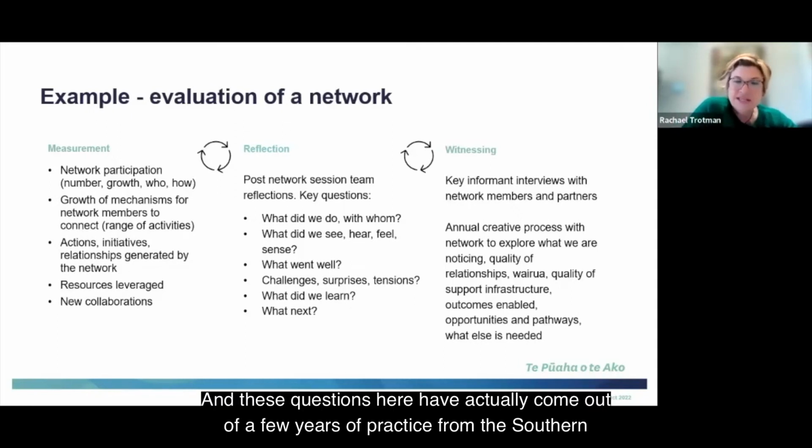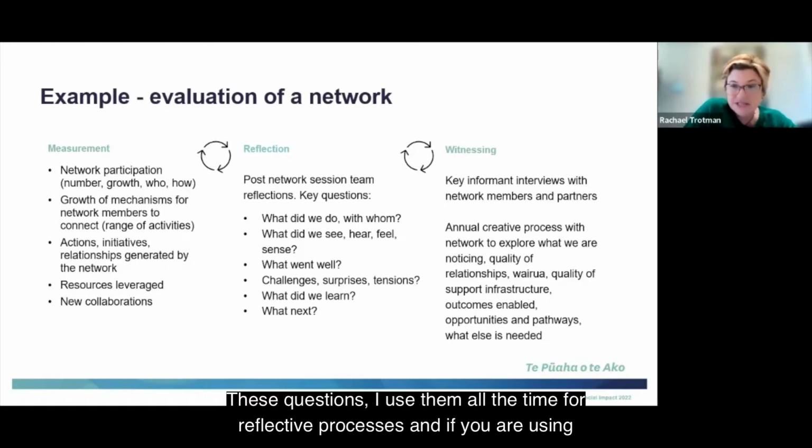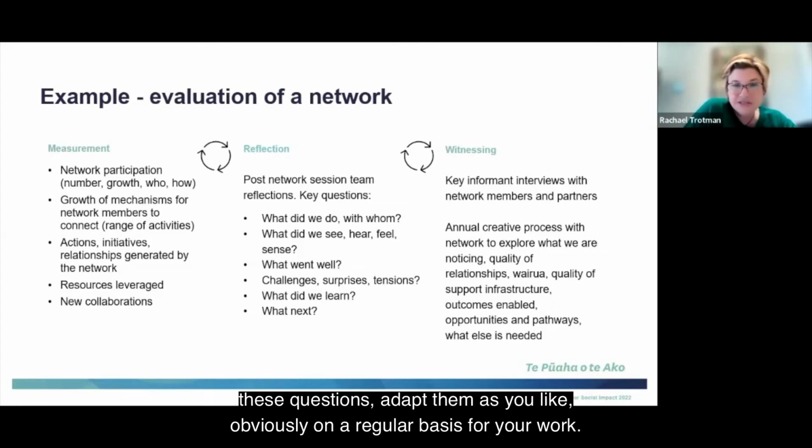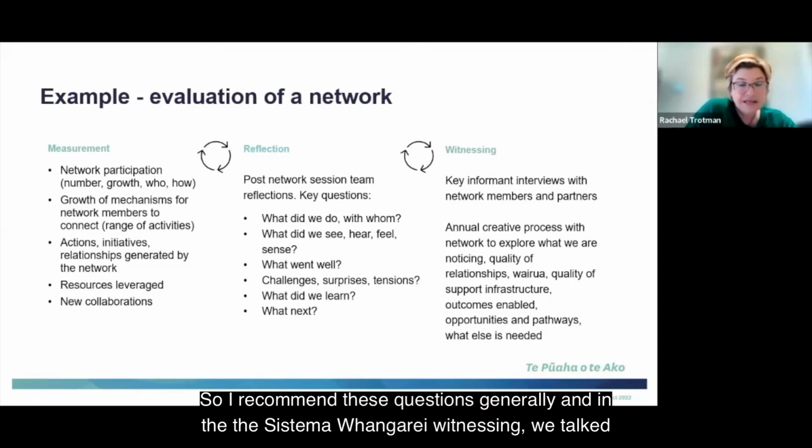For the mind, we held team reflections after every network session. And these questions here have come out of a few years of practice from the Southern Initiative in Auckland. I use these questions all the time for reflective processes. If you are using these questions, adapt them as you like, on a regular basis for your work. They create a really rich pool of evidence and learning that can save you when it comes to reporting time. So I recommend these questions generally.